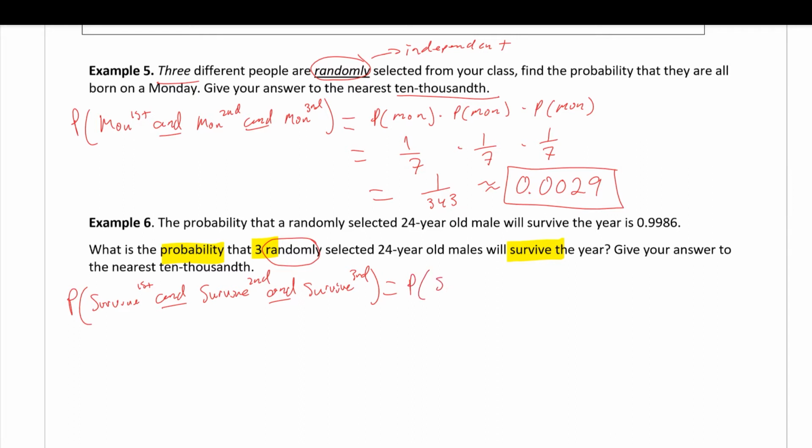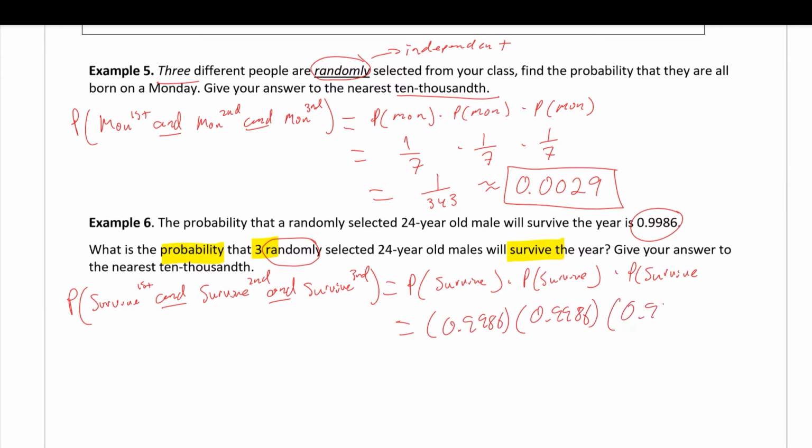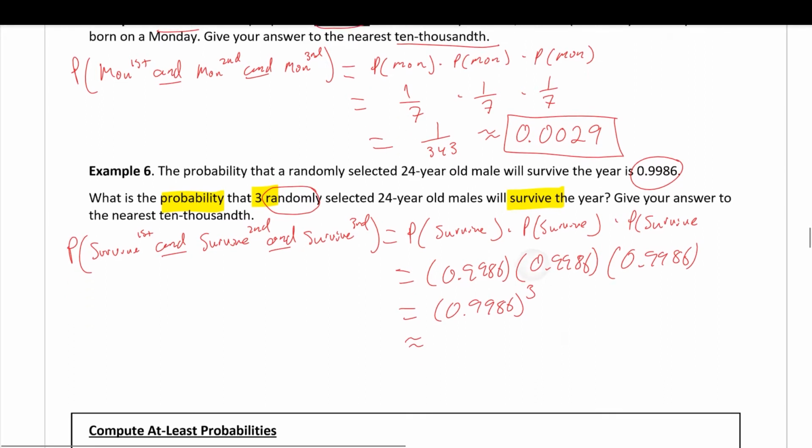So it's the probability of survive times the probability of survive times the probability of survive. And they told us that that probability is 0.9986. So we have 3 of those, and since it's the same factor repeated 3 times, we can raise it to the 3rd power. You can punch that into your calculator. They did ask us to round this to the 4th decimal place here, and you'll get 0.9958.